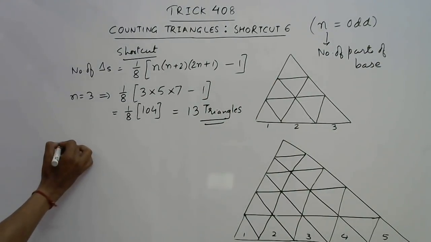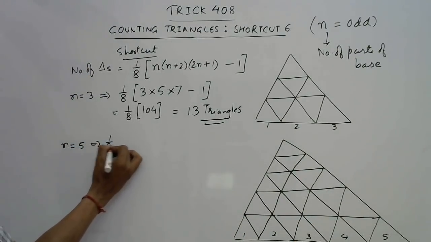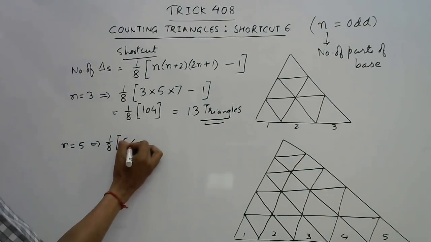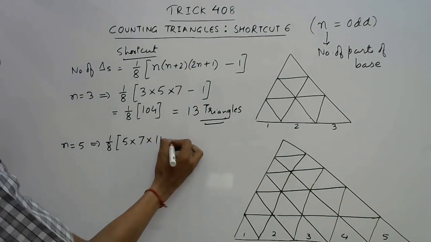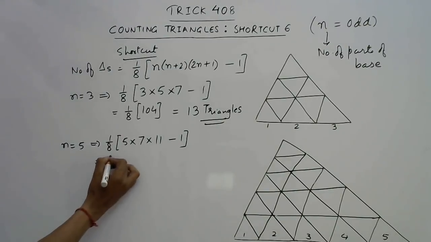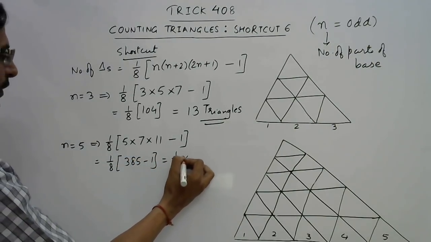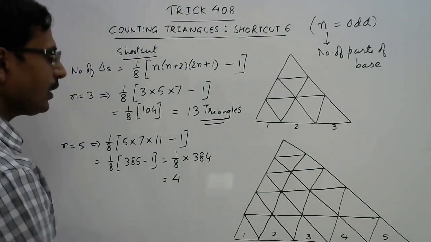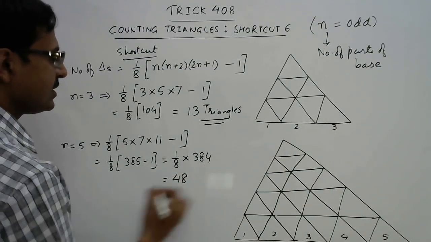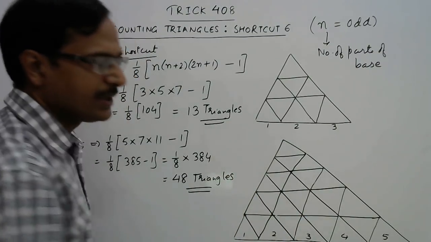Likewise, you can generalize this and put n equal to 5 here. See, the base is divided into 5 parts. So 1/8 of, put 5, 5, 5 plus 2, 7, and 5 twos are 10 plus 1, 11, minus 1. So you get 1/8 of, this is 35, 35 into 11 is 385, minus 1. So 1/8 of 384. So the answer you get is 8 4s are 32, 64. So 8 8s are 64. So 48 triangles is the answer to the second figure.